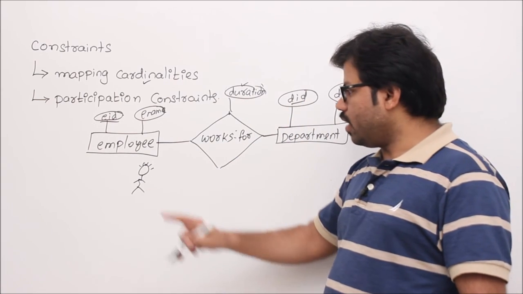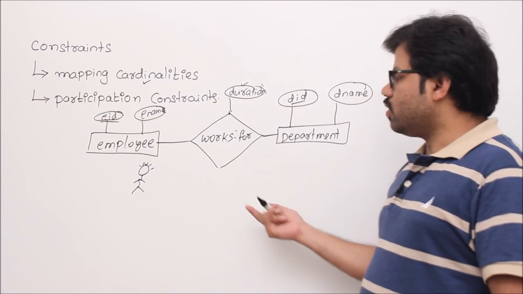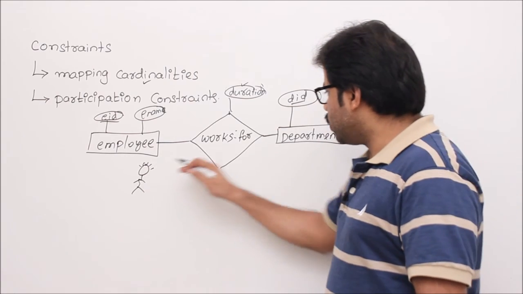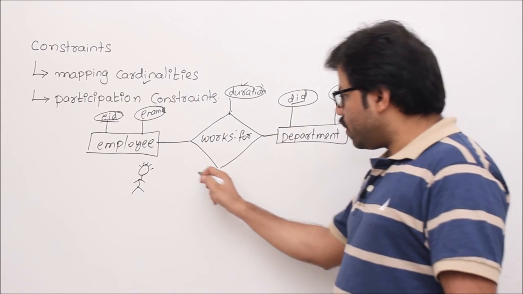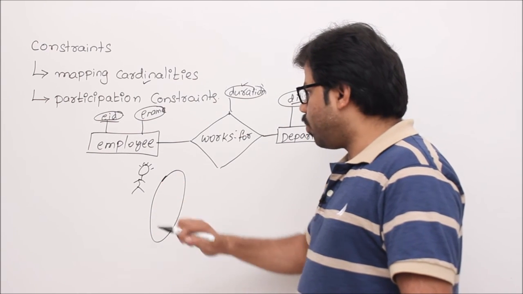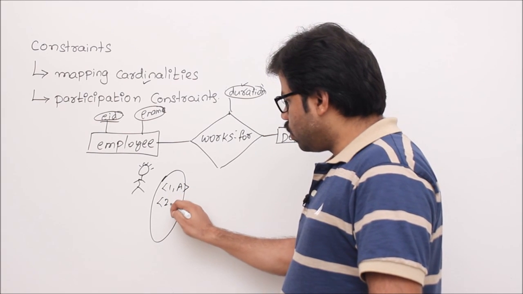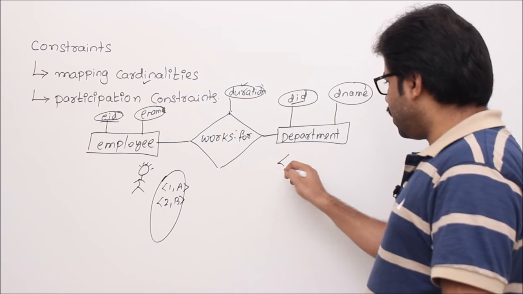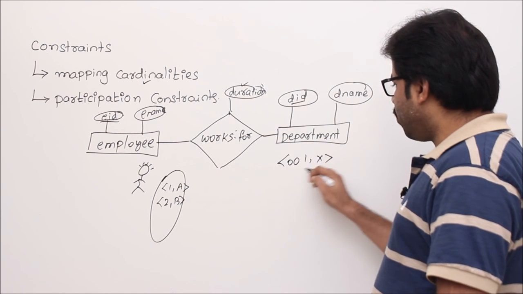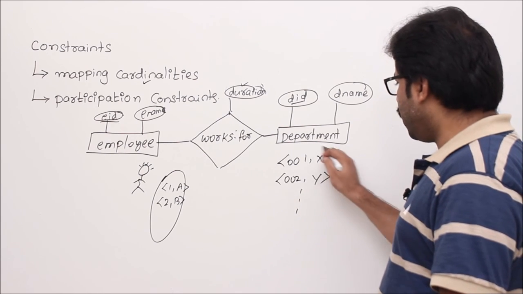Now we'll ask this employee, my dear employee, for how many departments you are going to work? So generally every employee works for one department, right? That's why every employee is going to work for a department. If you see the data in the works for, you understand. Example, let's say this is employee information like 1 comma A, 2 comma B, so on, right? So this is department information. Let's say department 001, department name something X, department 002 and Y. This is the typical information about department.